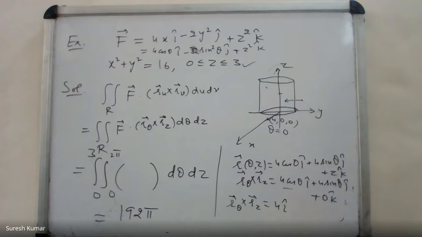Alright, now in this chapter, what is left? Stokes theorem and Green's theorem. Let's do it in the next lecture.